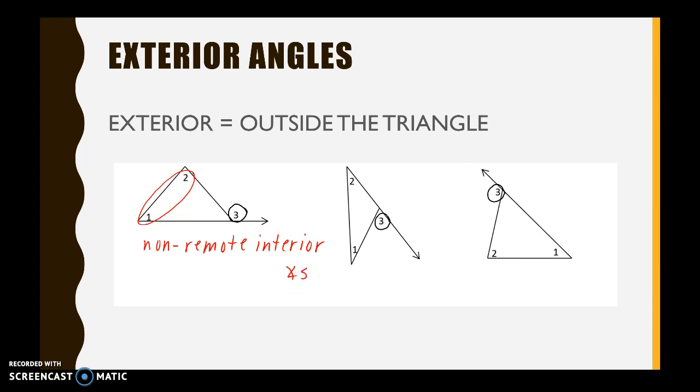Well, what does that mean, non-remote? So let's say they're the interior angles. So they're inside the triangle, and they're not adjacent. Okay, so they're not adjacent to this exterior angle that we've already determined was angle 3 here. So again, this is a phrase that you might see on testing, so please have it in your notes.